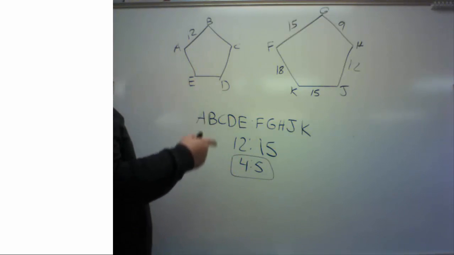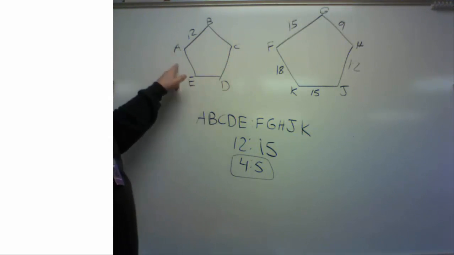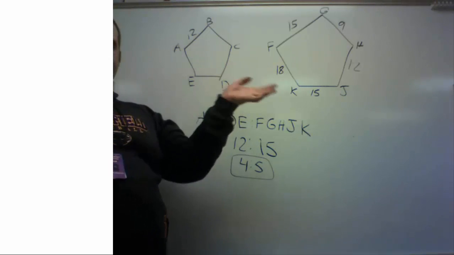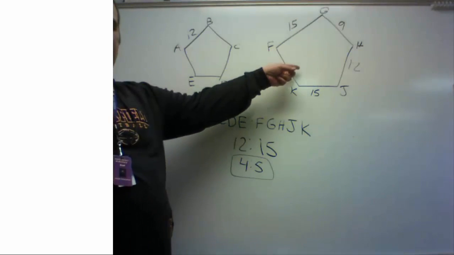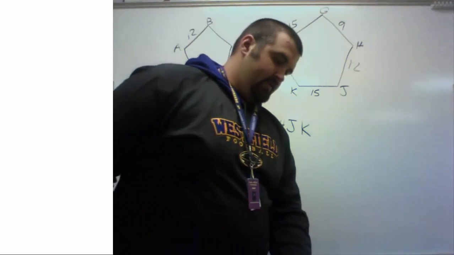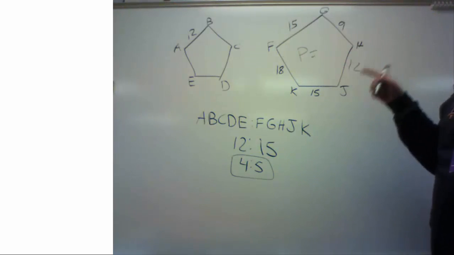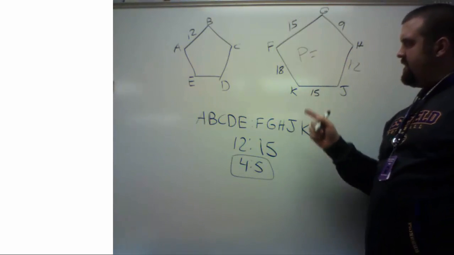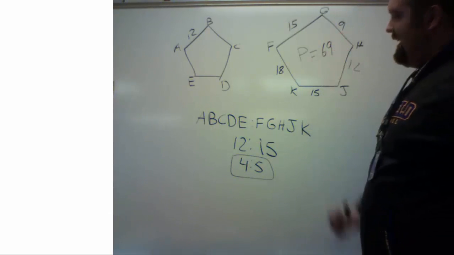Next question. What's the perimeter of this pentagon? Well, I could do this 4 times and figure out what each of these lengths are by using corresponding sides, which have to have the same ratio. Or I could just find the perimeter here and compare it to my scale factor. So the perimeter here is 15 plus 9 plus 12 plus 15 plus 18. If done very carefully, you should get 69.